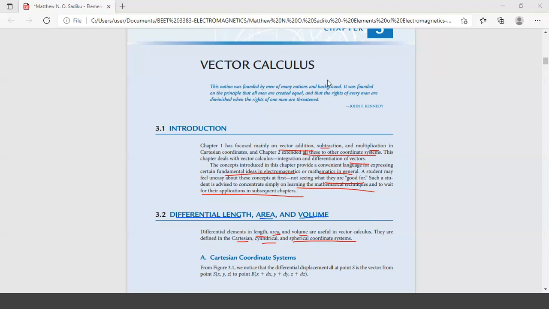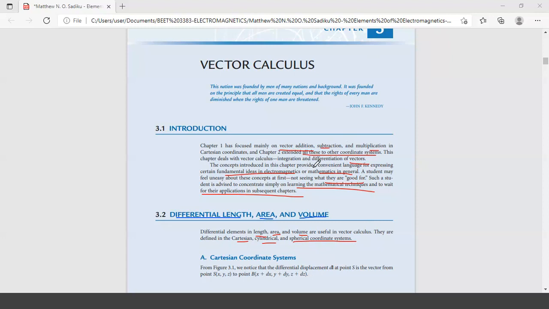Today we learn about vector calculus. In the previous chapter we focused mainly on vector addition, subtraction and multiplication in Cartesian coordinates. Then we extended all these to other coordinate systems. So in this chapter we deal with vector calculus, which is integration and differentiation of vectors.